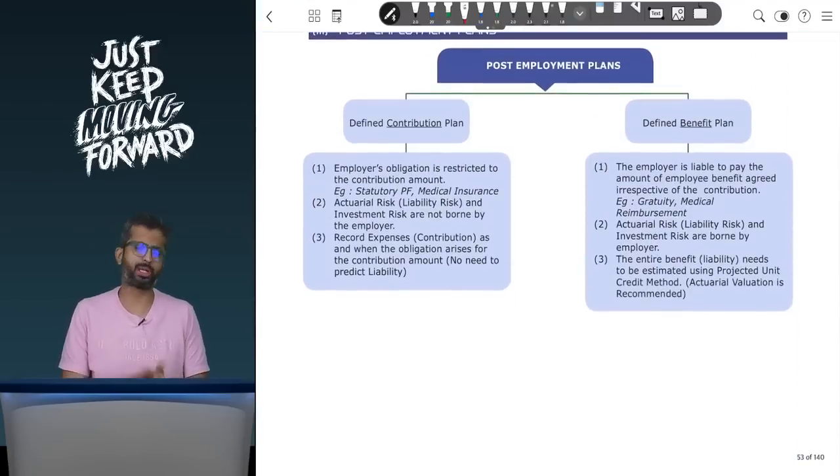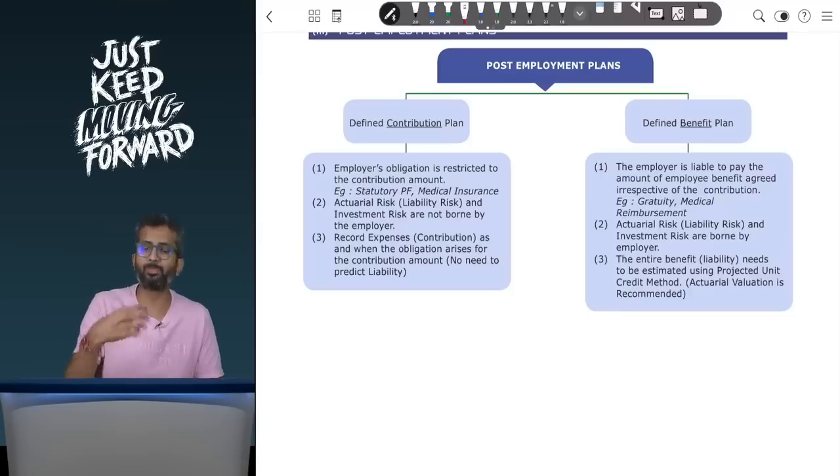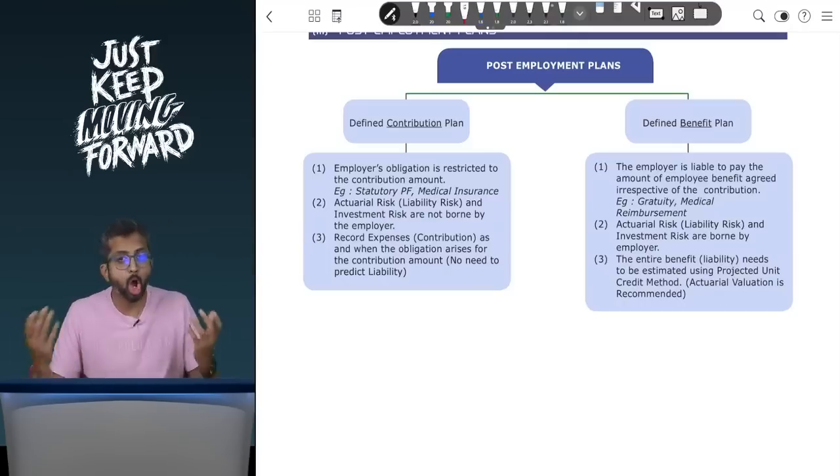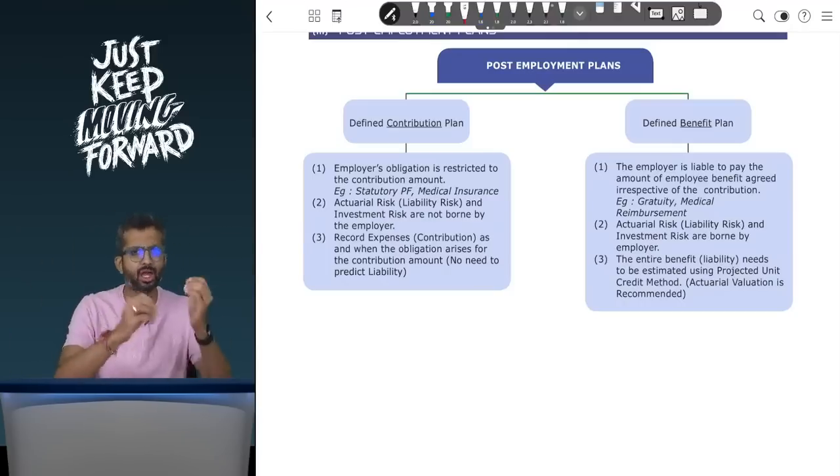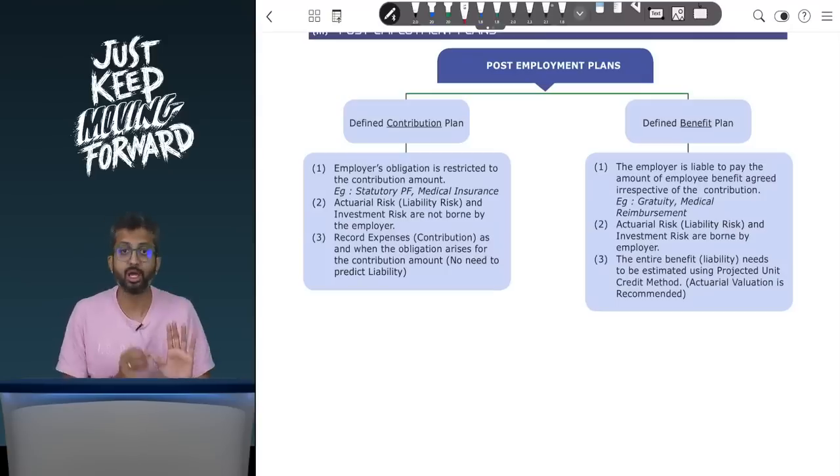Next, you look at post-employment plans. These are benefits which are payable at or after retirement. There can be 2 types of post-employment benefits. There can be defined contribution or defined benefit. Defined contribution would be plans where the amount of contribution is defined. Like if you have to contribute 12% to a government's provident fund, the amount of contribution is defined. Or you have taken a group medical insurance, the premium that you have to pay is defined. So the accounting for these plans is very simple.